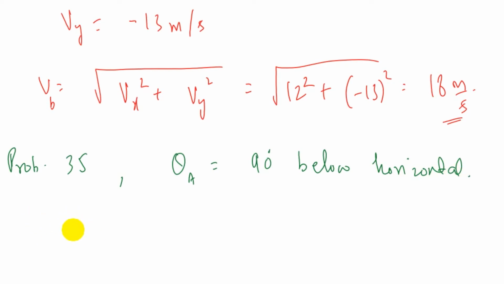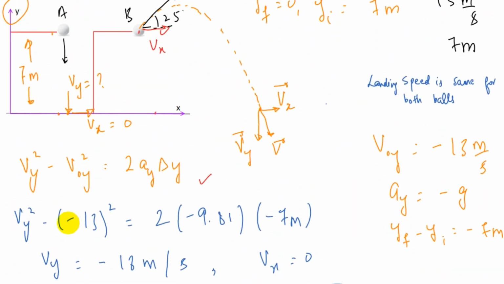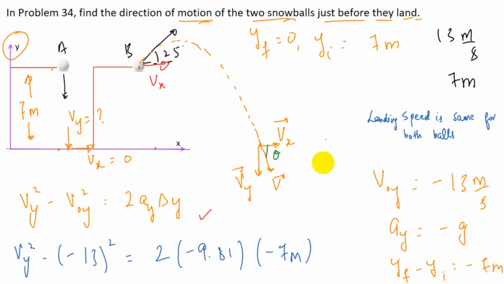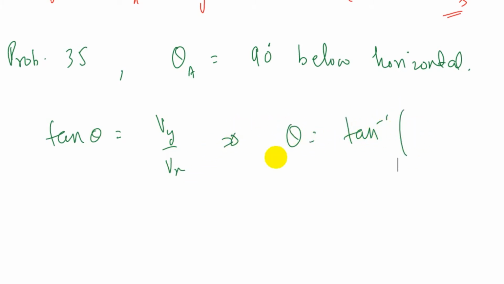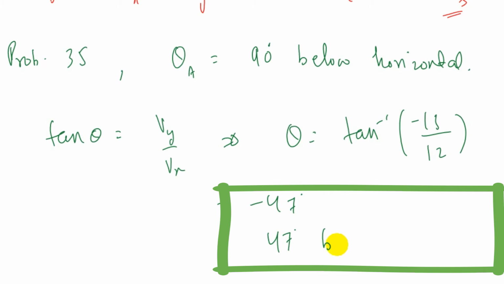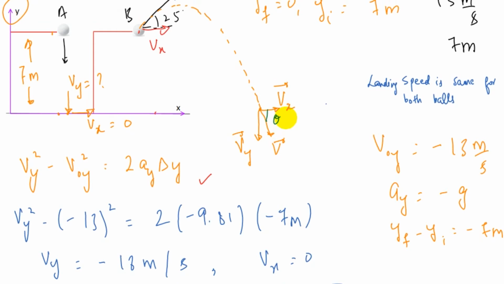And what would be the direction for ball B? Let me show it in the figure. This is the direction they are asking, this theta. Pretty simple. So tangent theta will be the vertical component over the horizontal component, Vy over Vx. So theta would be tangent inverse, where Vy is minus 13 and Vx is 12. On solving we get this value to be minus 47 degrees, or we can write 47 degrees below horizontal. So this angle is 47 degrees, below horizontal.